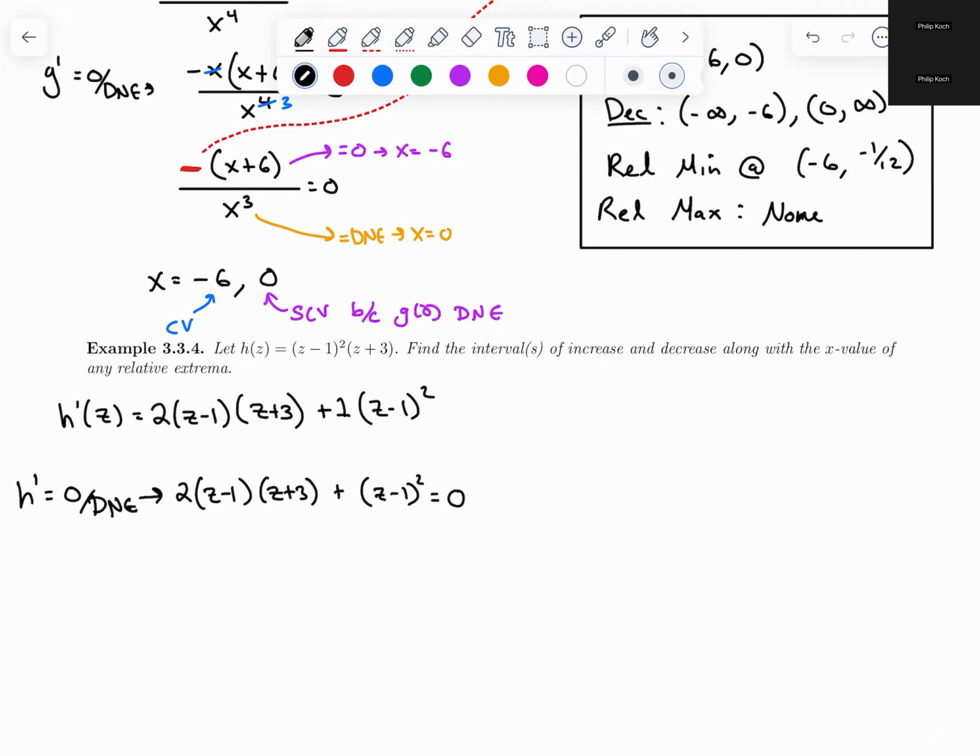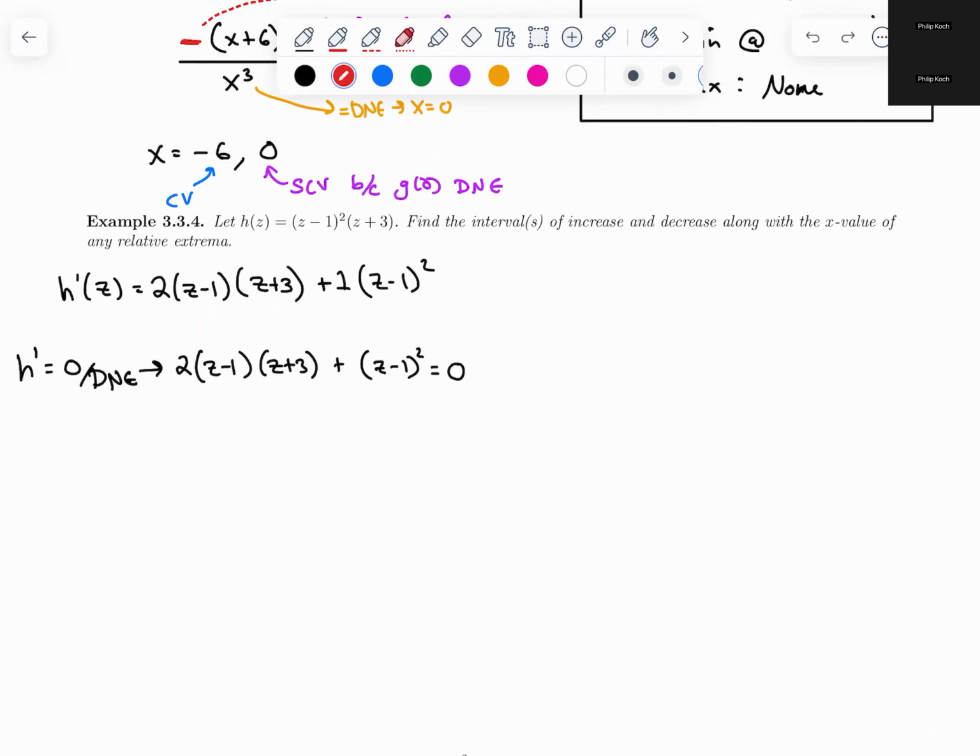I'm going to notice that both terms, the first term that's a product of stuff and the second term, both have at least one factor of z minus 1. So we can factor that out from the start. I'm going to underline that. That's a common factor, so we'll factor that out front, z minus 1. And then we've got 2 times (z plus 3) plus (z minus 1) equals 0. Now it's a much faster calculation.